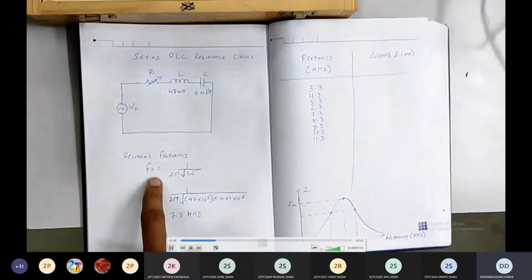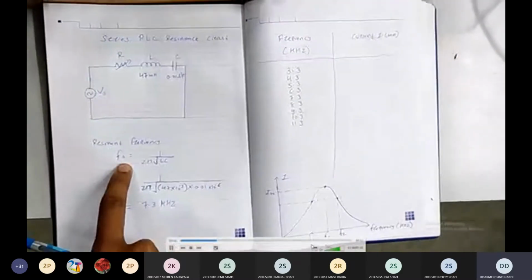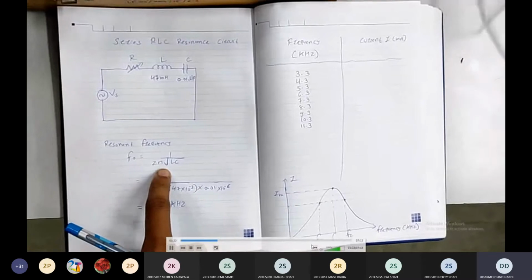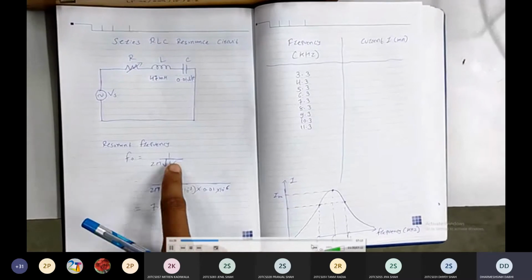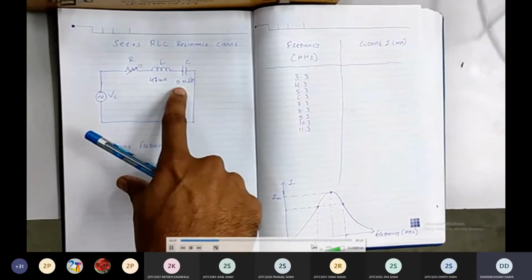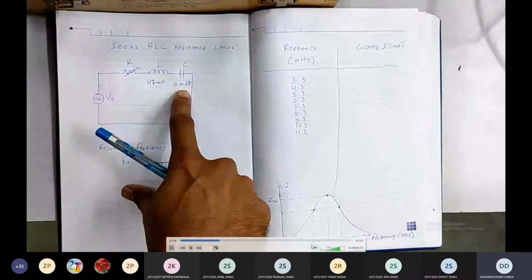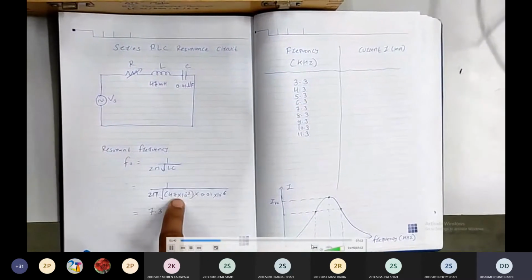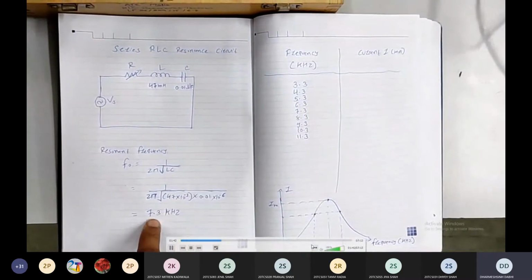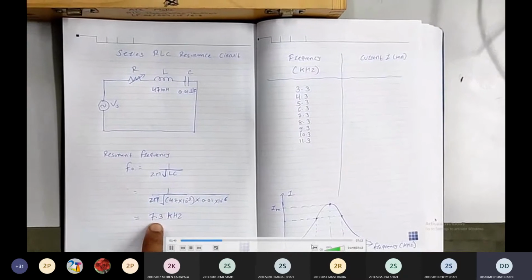The equation of resonant frequency F0 is equal to 1 upon 2 pi under root LC. L is 47 millihenry and C is 0.01 microfarad. If you put these values in and calculate F0, you get the resonant frequency of 7.3 kilohertz.